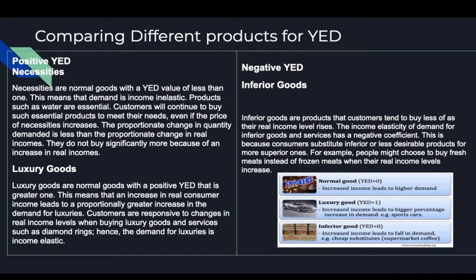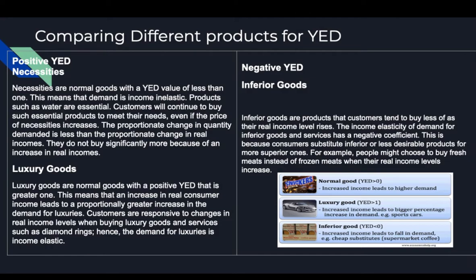So now for luxury goods. Luxury goods are normal goods as well, with a positive YED that is greater than 1. This means that an increase in real consumers' income leads to a proportionally greater increase in the demand for luxuries. Customers are responsive to change in real income levels when buying luxury goods and services such as diamond rings. Hence, the demand for luxuries is income elastic.